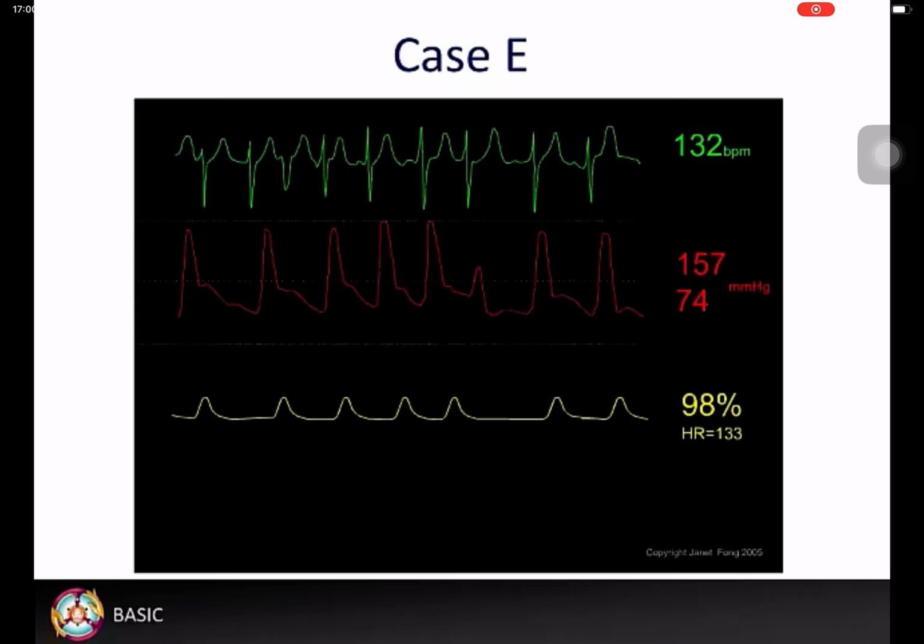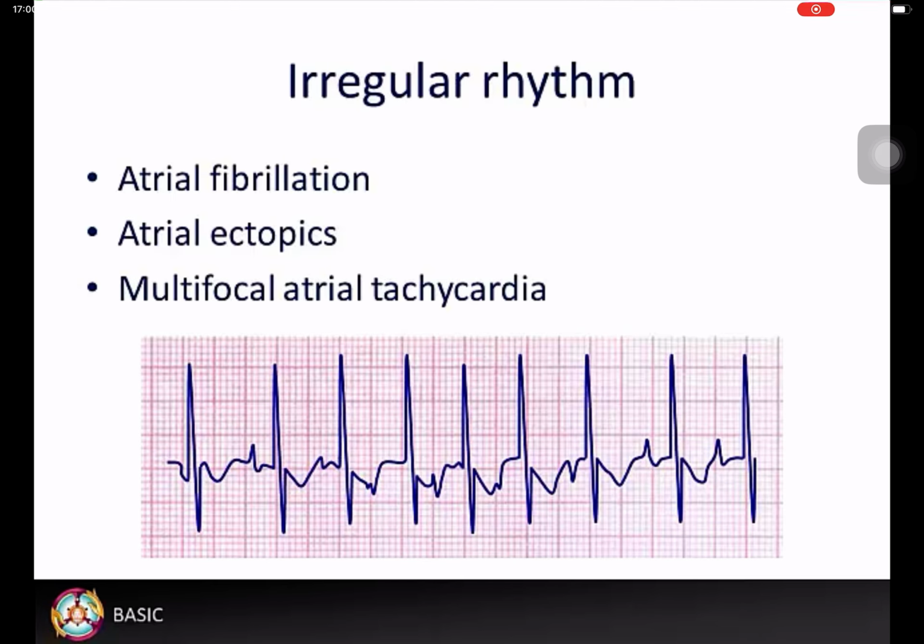Our fifth patient has a stable, irregular, narrow complex tachycardia. Causes of irregular narrow complex tachycardia include AF, atrial ectopics, and multifocal atrial tachycardia, an example of which is shown here. Notice the multiple P-wave morphologies and varying PR intervals. Our patient, however, has atrial fibrillation.